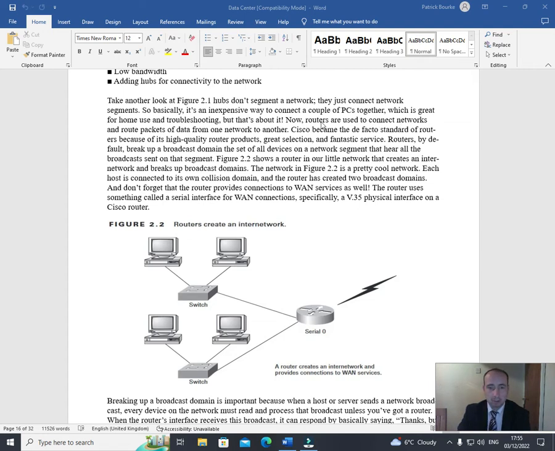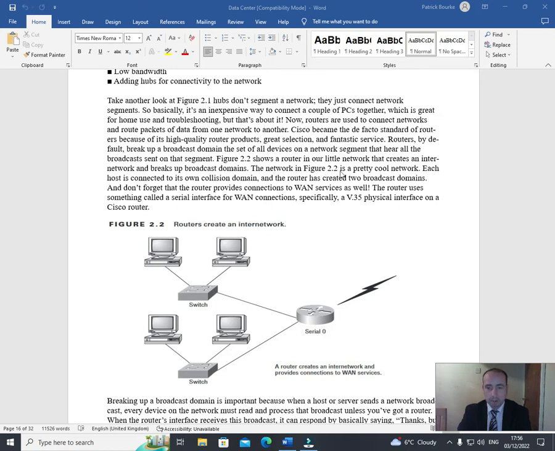Now, routers can be used to connect networks and route packets of data from one network to another. Cisco became the de facto standard for routers because of its high quality router products, great selection and fantastic service. Routers by default break up broadcast domains, the set of all devices on a network segment that hear all the broadcasts sent on that segment.